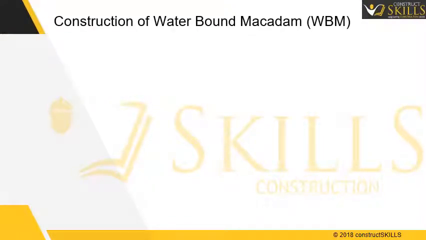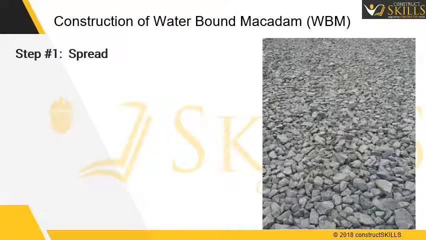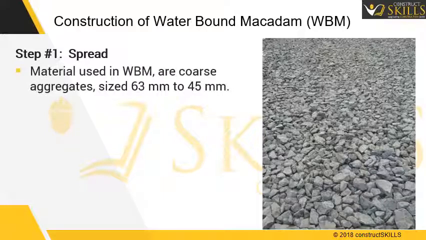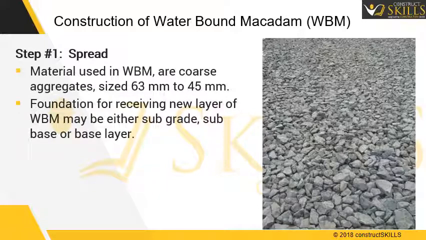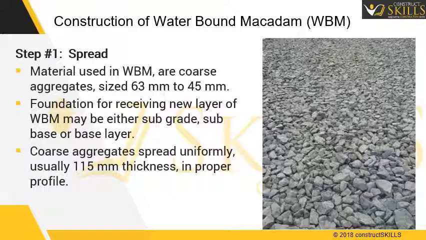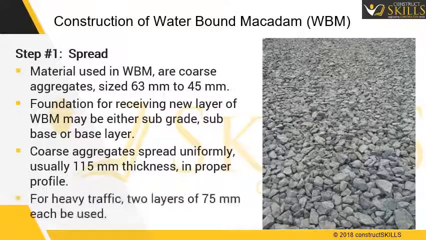Construction of water-bound macadam base. Step 1 is spreading. The material used in WBM construction consists of coarse aggregates, sized 63 mm to 45 mm. The foundation for receiving the new layer of WBM may be either the subgrade, sub-base or base layer. The coarse aggregates are spread uniformly, usually in 115 mm thickness layers, in proper profile. For heavy traffic, 2 layers of 75 mm each should be used.